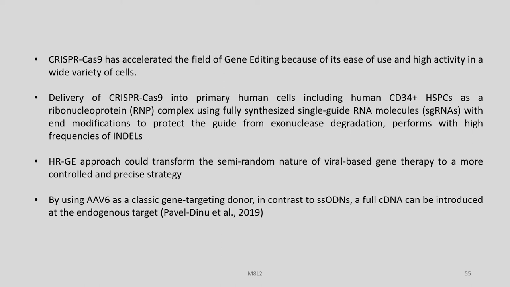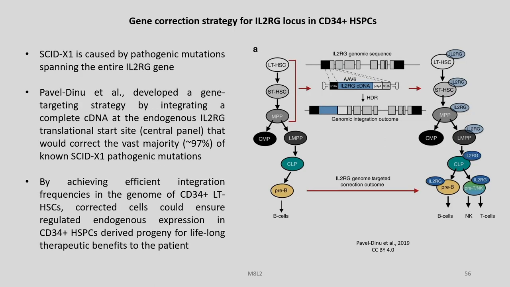Delivery of CRISPR-Cas9 into primary human cells, including human CD34 plus HSCs, as a ribonucleoprotein complex using fully synthesized single guide RNA molecules with end modifications to protect the guide from exonuclease degradation, performs with high frequencies of indels. The HDR gene editing approach could transform the semi-random nature of viral-based gene therapy into a more controlled and precise strategy. By using AAV6 as a classic gene targeting donor, in contrast to ssODNs, a full cDNA can be introduced at the endogenous target. In this schematic, you can see the gene correction strategy for the IL2RG locus in CD34 plus HSCs. SCID X1 is caused by pathogenic mutations spanning the entire IL2RG gene, which we have discussed now and then in this lecture.